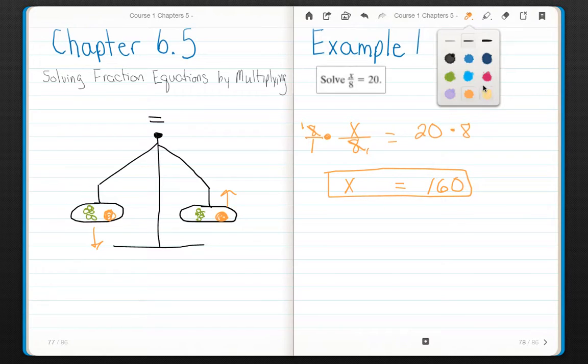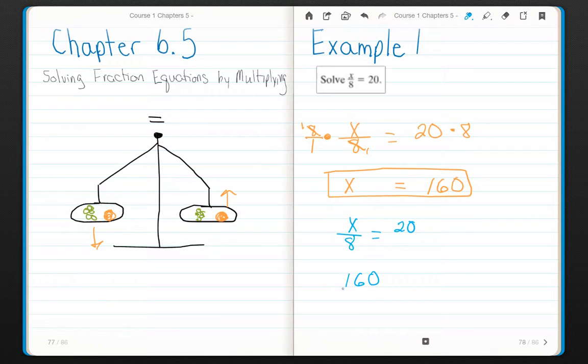I can check my answer by replacing x in the original equation. x divided by 8 equals 20. I can replace x with 160. 160 divided by 8 should equal 20. If I do the math, 160 divided by 8, 8 goes into 16 two times. 8 doesn't go into 0. And I do get 20. So my answer is, in fact, correct. x equals 160.